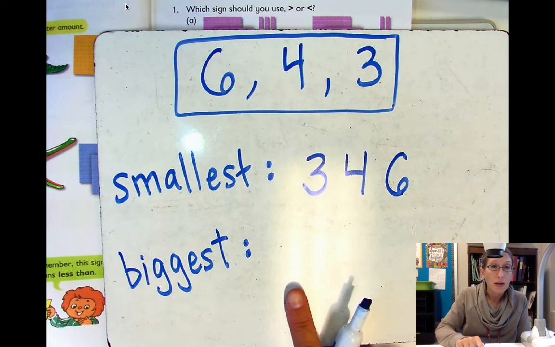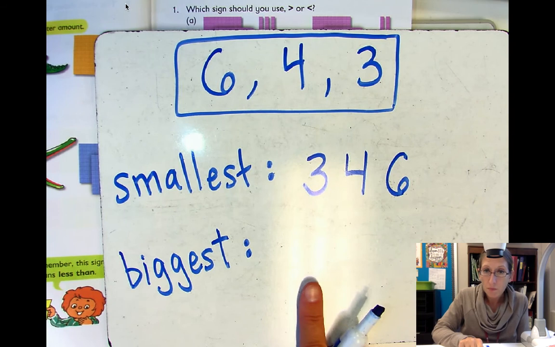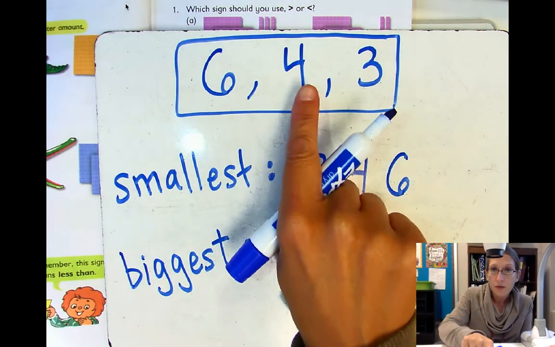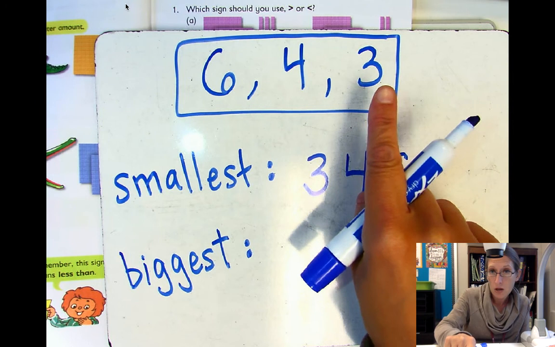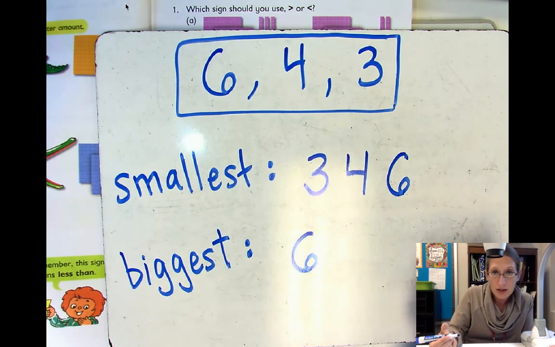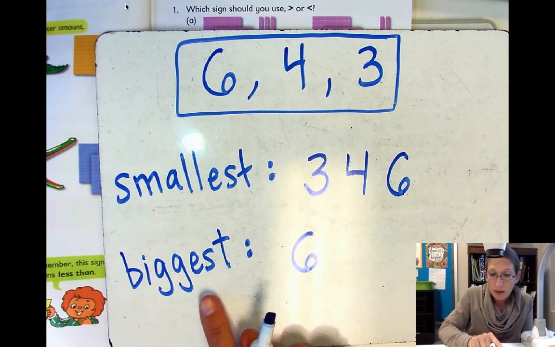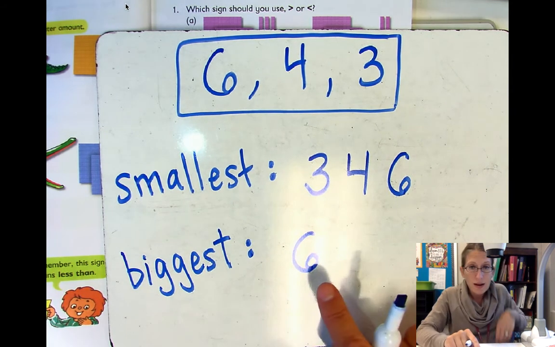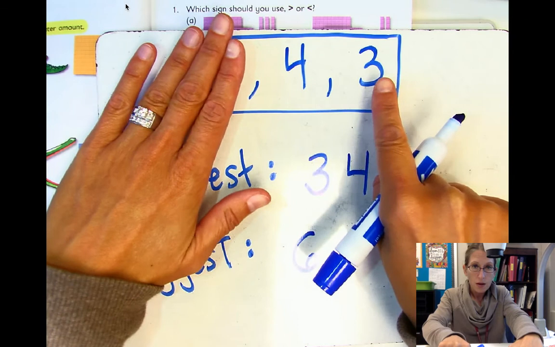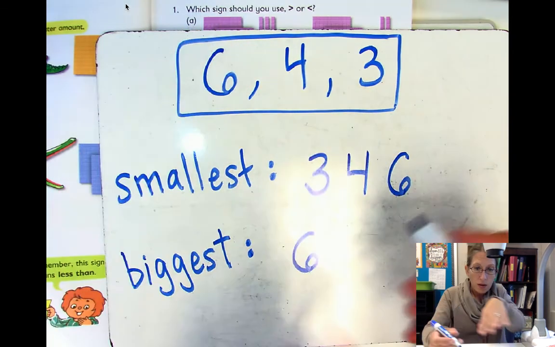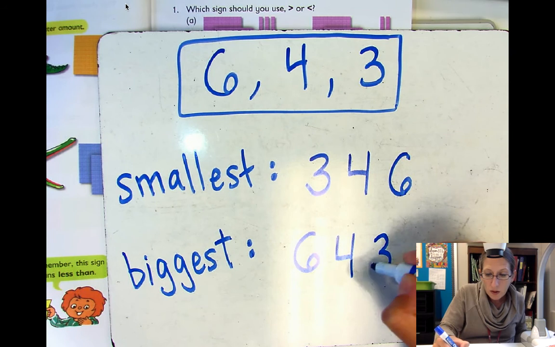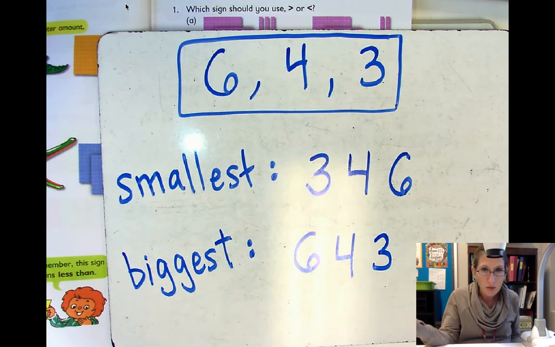Now, if I wanted to make the biggest 3-digit number, I'm going to start with the biggest digit. And we know out of 6, 4, and 3, what's the biggest one? 6. Nice job. So we're going to put a 6 there in the hundreds place. And then because I want to make my biggest one, I'm going to put the next biggest number. We used 6 already. 4 or 3? 4 is bigger, isn't it? And then the number that's left, the smallest one, is 3.